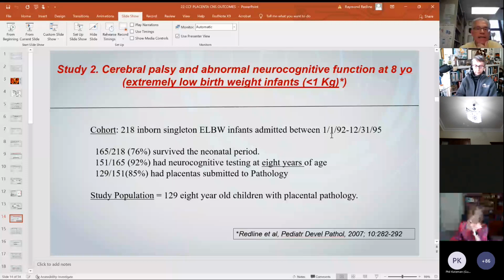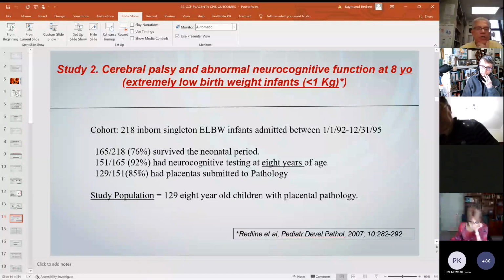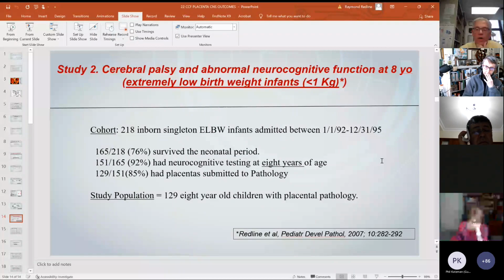So similar to the previous cohort, we had 218 inborns, 76% survived the neonatal period, 92% had neurocognitive testing at 8 years of age, and whether they had cerebral palsy was also ascertained at that time. 85% placental submission to pathology. So our end population was 129 8-year-old children with placental pathology, and we published this in 2007 in Pediatric and Developmental Pathology.